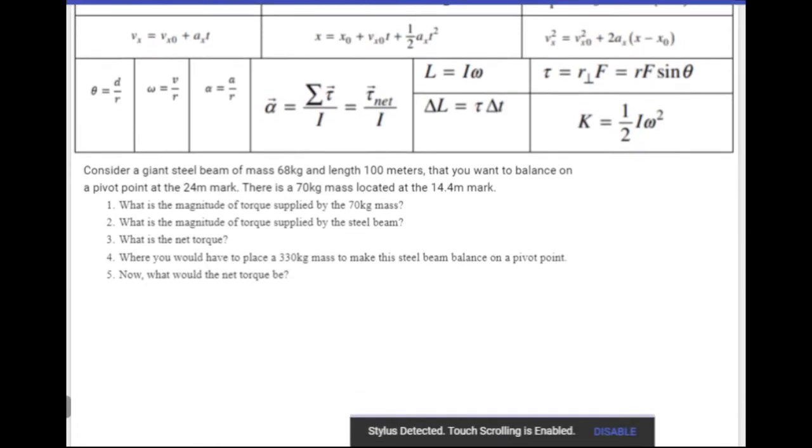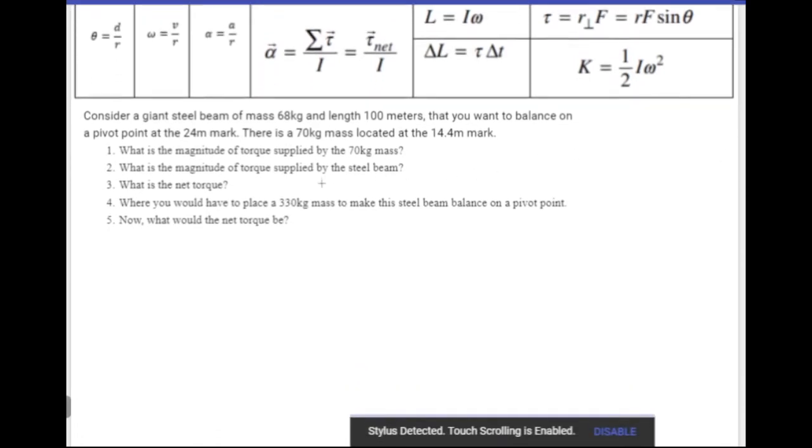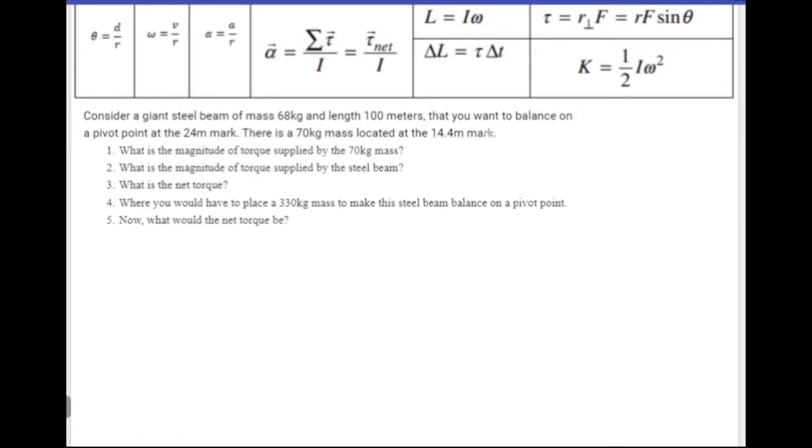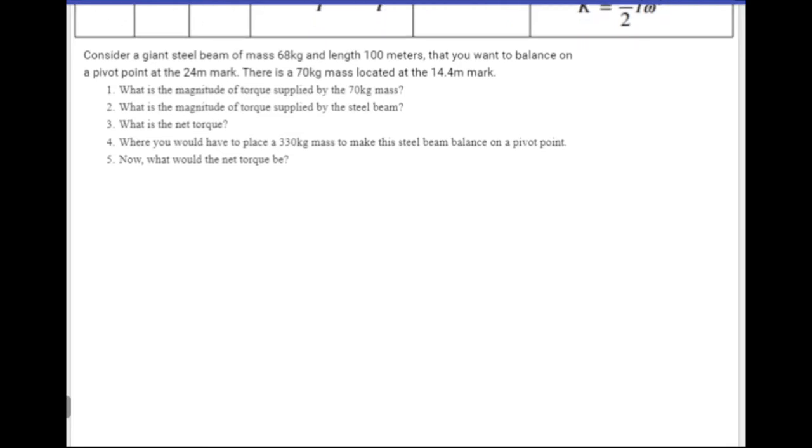Alrighty guys, let's go ahead and get started with this problem here. It says consider a giant steel beam of mass 68 kilograms and length 100 meters that you want to balance on a pivot point at 25 meter mark. There is a 70 kilogram mass located at the 14.4 meter mark as well.